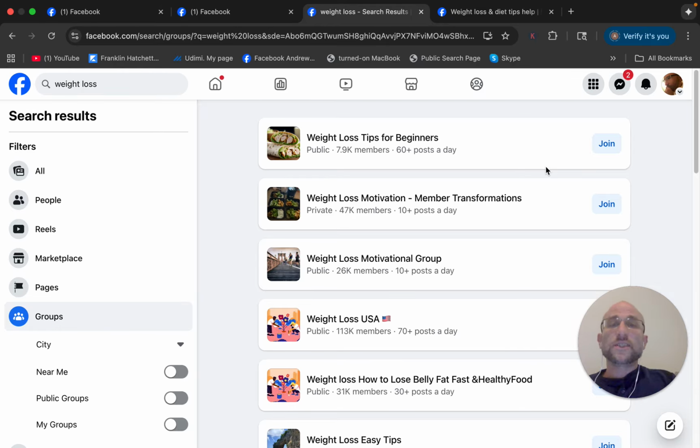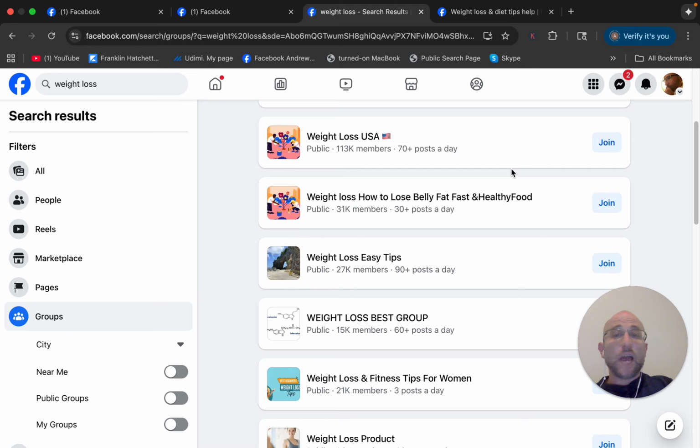But the whole point is you want to join at least 8 Facebook groups. It could be 8, it could be 5. But the main thing I'm going to tell you is to make sure these Facebook groups have more than 2,000 members. The reason is that you want to target a large audience, right? Because the more people you can target, the more leads you can actually get for your business.